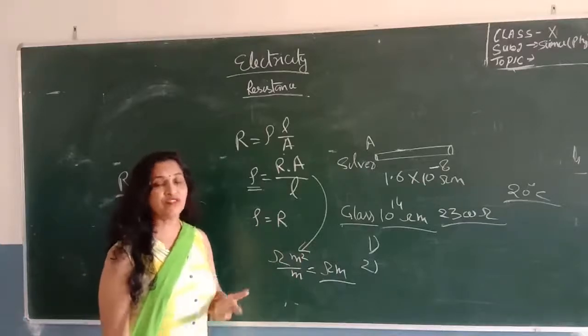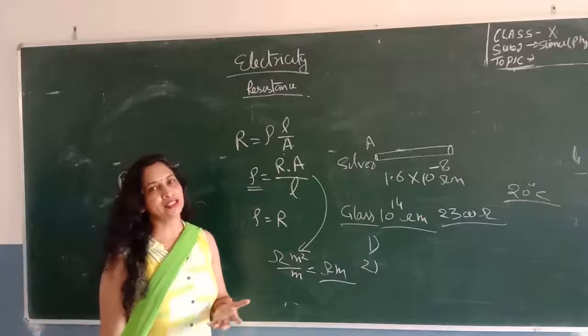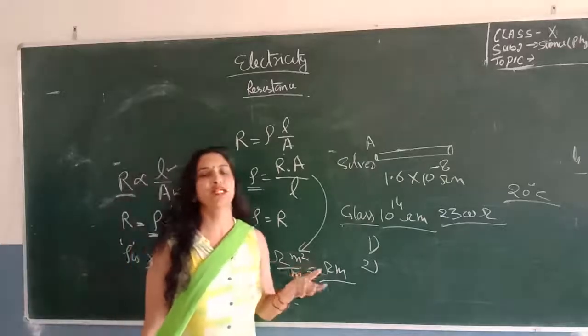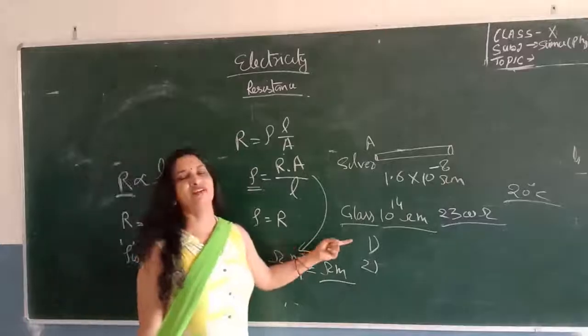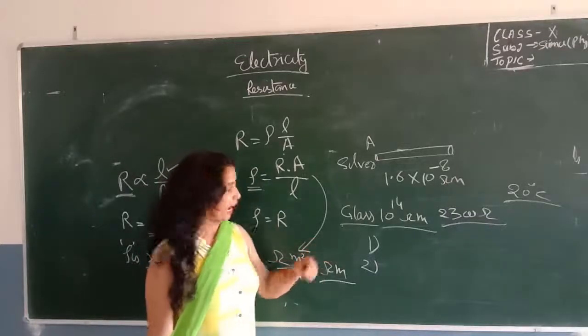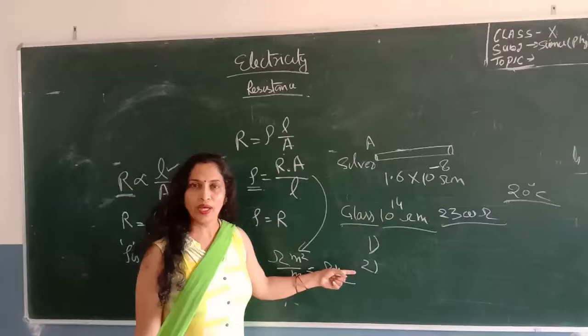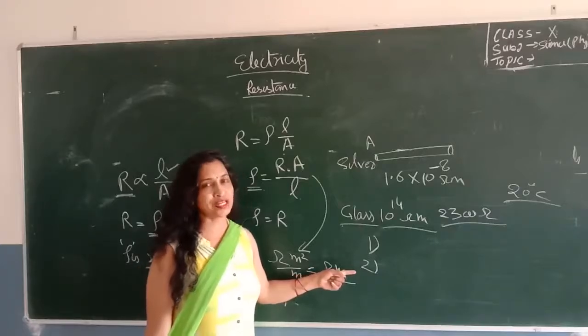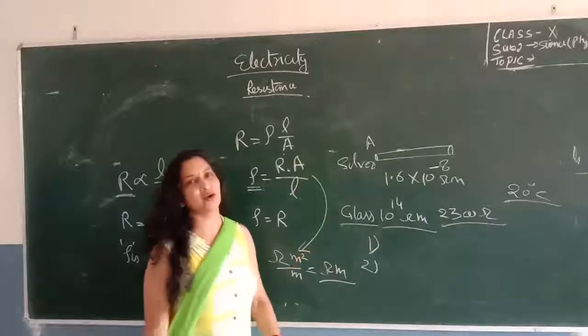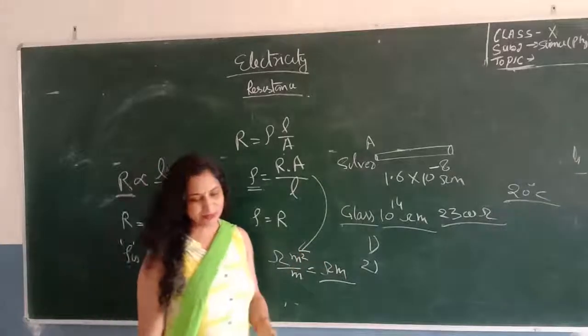So this is the question: why do we use alloys as a heating element rather than a pure metal? We will answer like this. First point, you will write that alloys have very high resistivity. And second, alloys do not get oxidized even on heating. That is why we use an alloy as a heating element and not a pure metal.